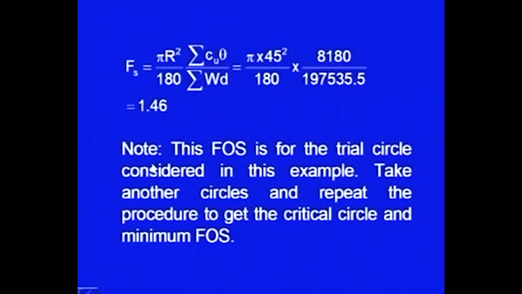This is a note I have put here. This factor of safety is for the trial circle considered in this example. We have to take other trial circles and repeat this entire procedure to get the critical circle, which has the minimum factor of safety.